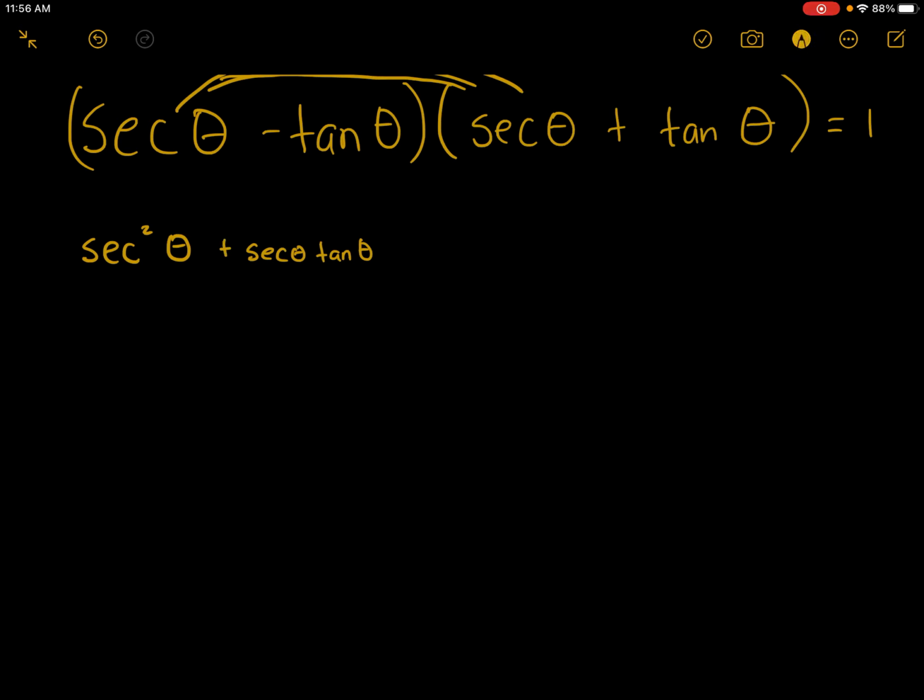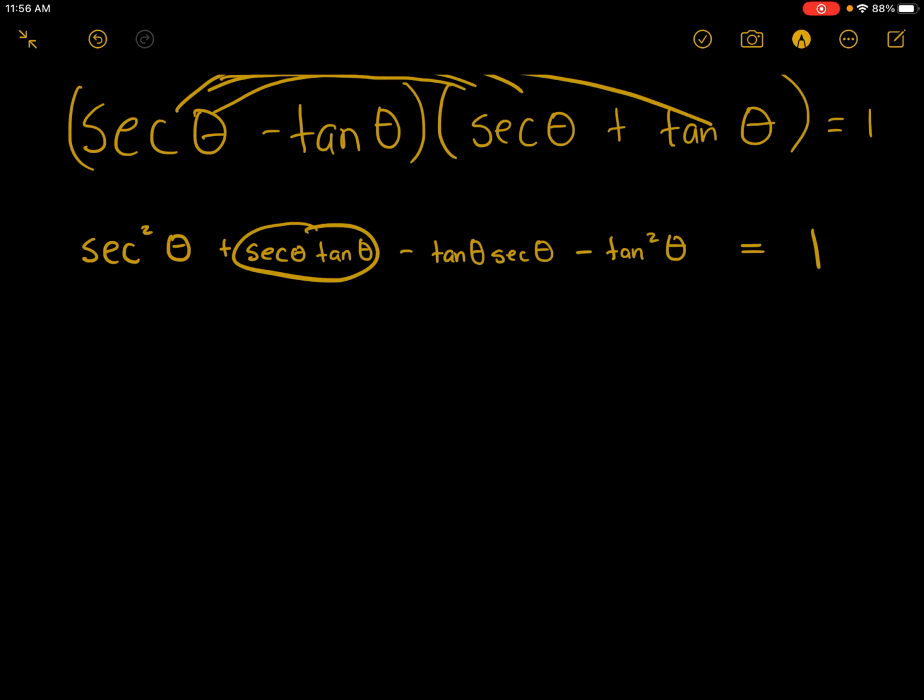I'm sorry, that should be a plus because we're doing this. And then we're going to have negative tangent theta times secant theta, and then negative tangent theta times tangent theta is going to be negative tangent squared theta. And that supposedly is equal to 1. So this term and that term cancel because one is positive and one is negative. So we get secant squared theta minus tangent squared theta equals 1.